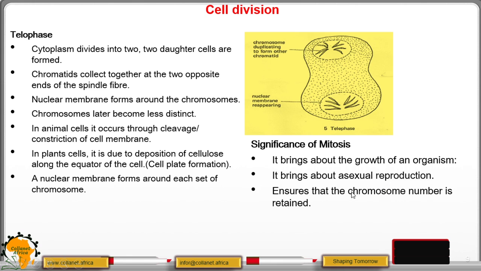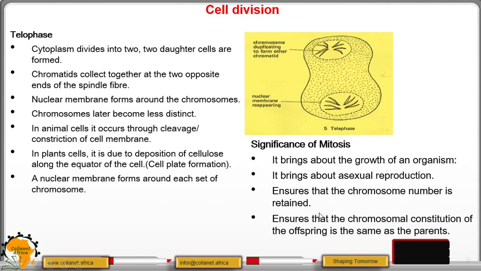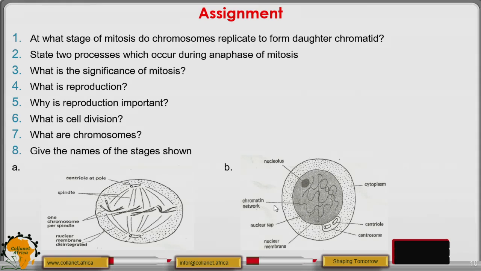And it ensures that the chromosome number is retained, because we said during mitosis the number of chromosomes present in the parent cell is the same as the number of chromosomes present in the daughter cells. It also ensures that the chromosomal constitution or composition of the offspring is the same as the parent cell.